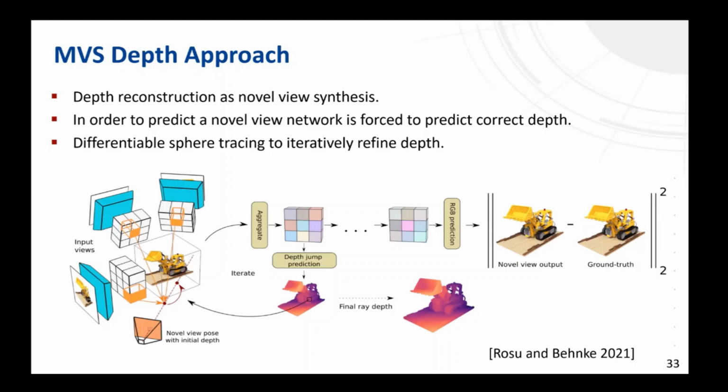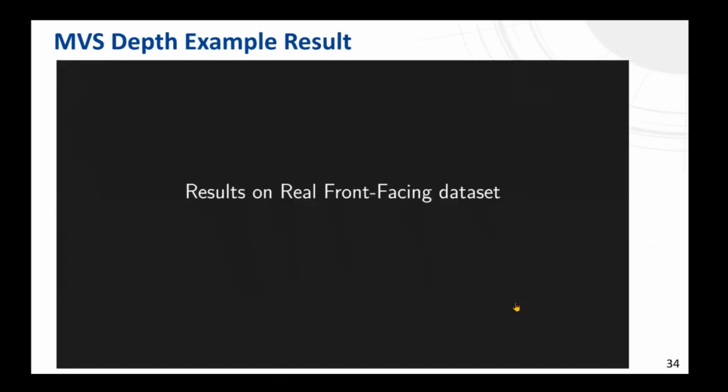And this is actually the loss here, where we compare ground truths not as depths, but just as a novel image where we know the viewpoint with the output of the network. So here you see a result.